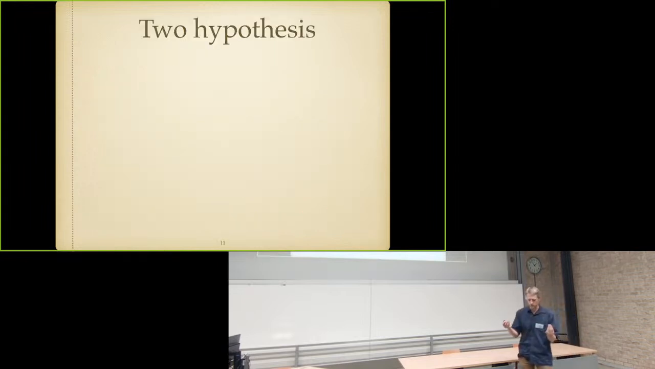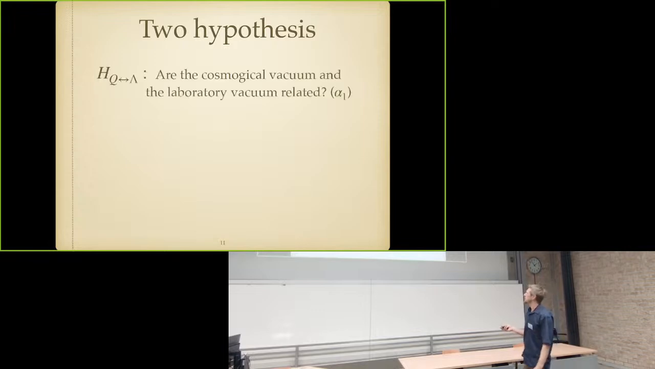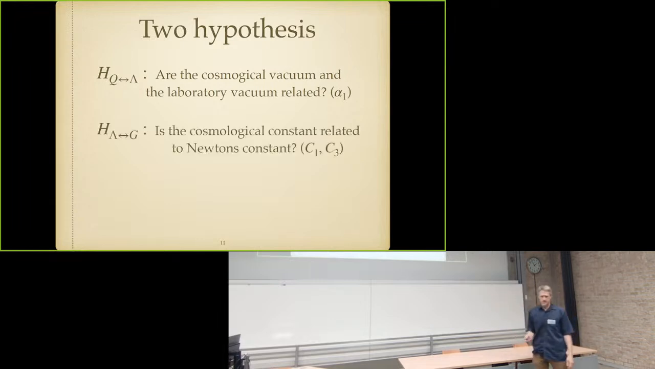Good. So now I want to formulate the two hypotheses of this work. And the first is the question, is the Casimir energy density actually related to what you see in the Einstein equations? Yeah? So is there any relation between the two, or is it something completely different, so we don't have to care? This hypothesis will come with a parameter, we call it alpha. The second hypothesis of the work: is the cosmological constant, as you see it in the Einstein equations, related to Newton's constant, as you see it in the Einstein equations? This hypothesis comes with parameters, c1 and c3 in our model.